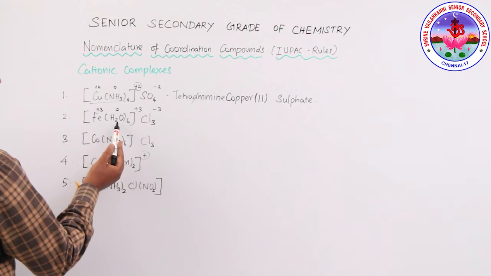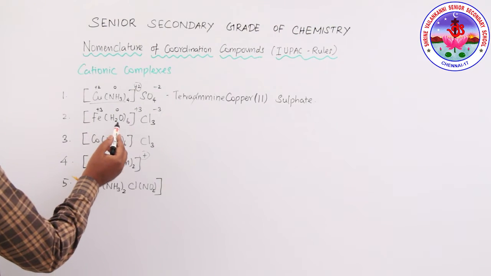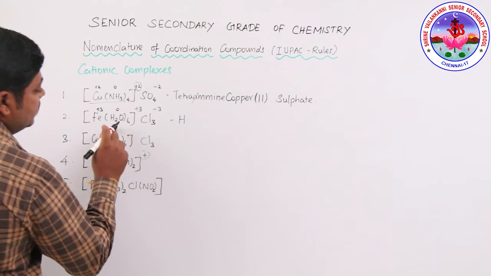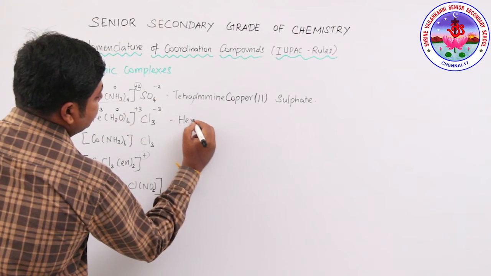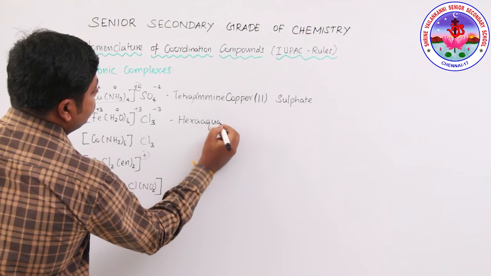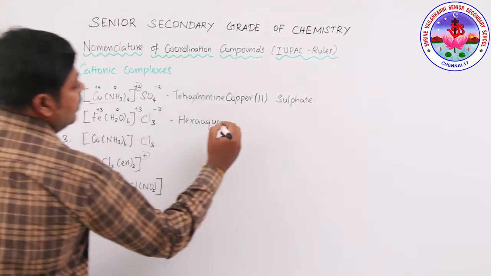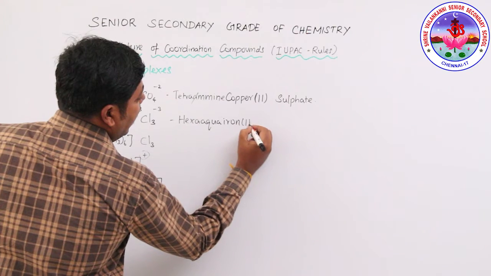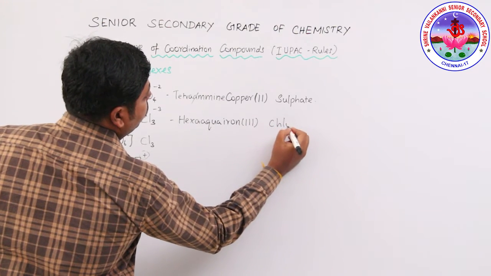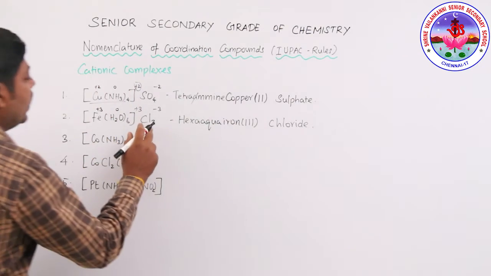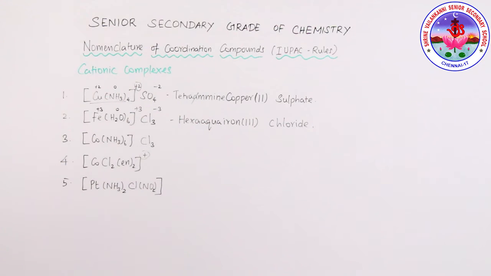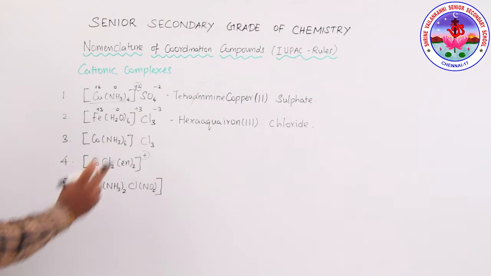Here this is aqua, so you have to use hexaaqua because of 6. Ligand is named first. Here the ligand is aqua, so hexaaqua, then iron. What is the oxidation state? +3, so iron(III), and simply write chloride. You do not write trichloride, because the oxidation state automatically indicates it is a trichloride. Okay, then look at this complex, [Co(NH3)6]Cl3.